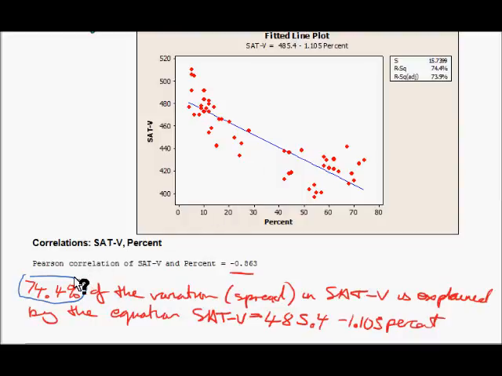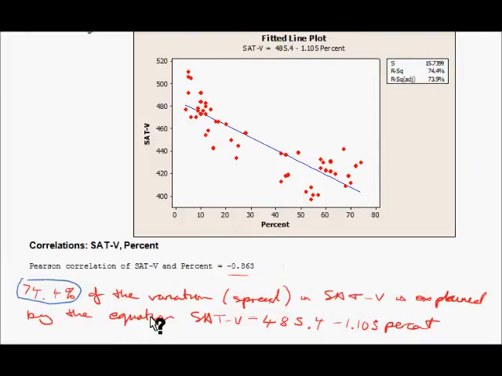That's the one that works all the time. That's how we interpret it all the time. The R squared is the percent of the variation or spread in the Y explained by the model. The other one, where we found the correlation, only works when we have the simple linear regression, the straight line model. But this always works. So next we're going to look at seeing how to calculate R squared.